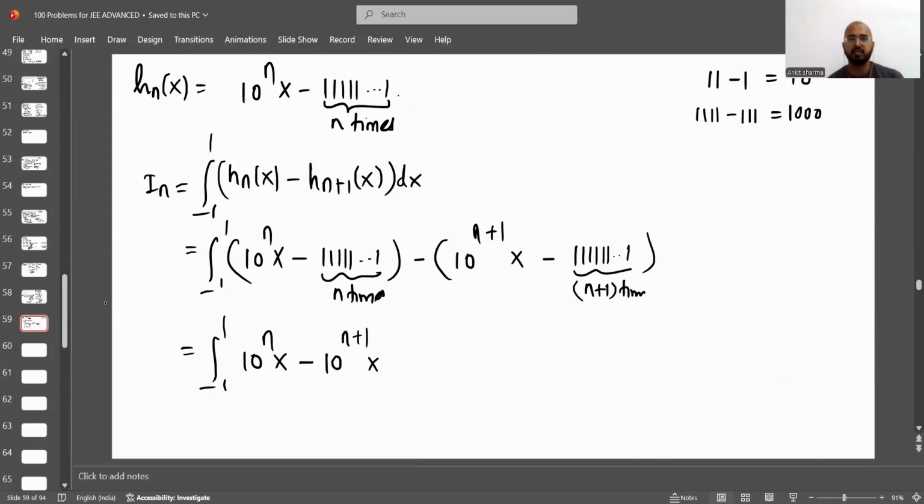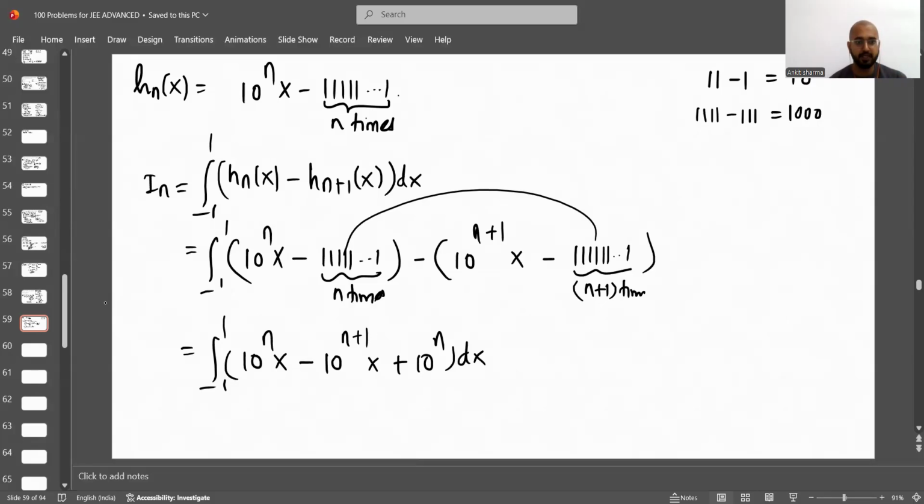So this is going to be what? This is n plus 1. That means if I subtract, I get basically n. So this will give me again plus 10 to the power n. This minus this is going to be 10 to the power n. Now we need to integrate this. So if I integrate this, let's see what do we get.